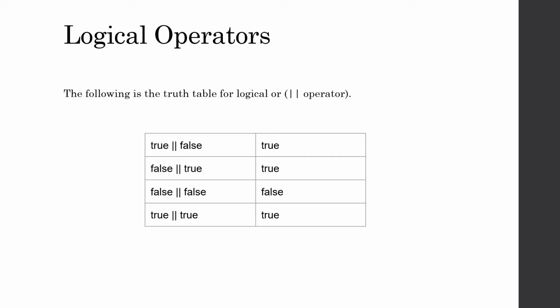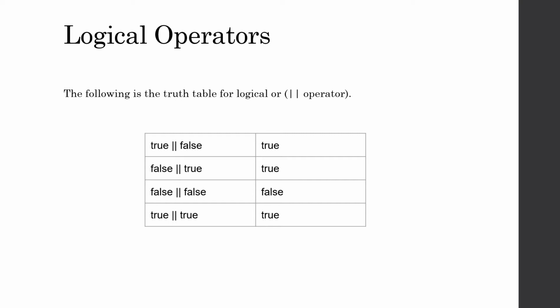So for the next truth table, we're looking at logical OR. We're going to be using that double pipeline character for the operator. So in this one, we're saying true or false, false or true, false or false, and true or true. And with this one, we can see kind of the opposite. So in most of these cases, we have true. There's going to be one exception to this.